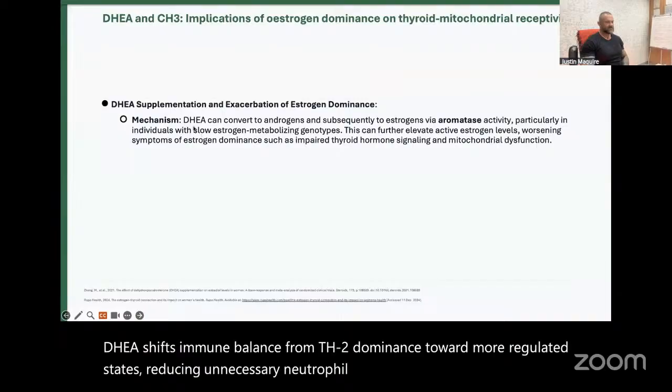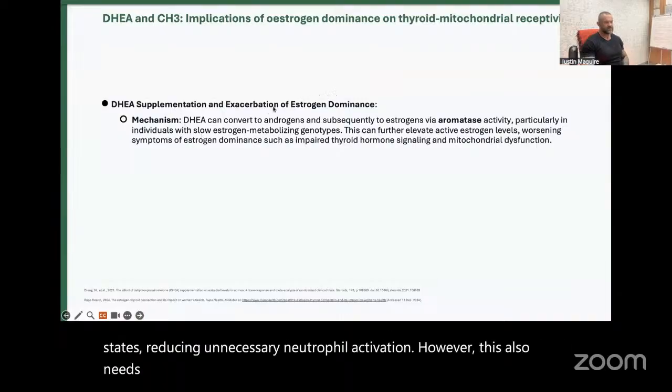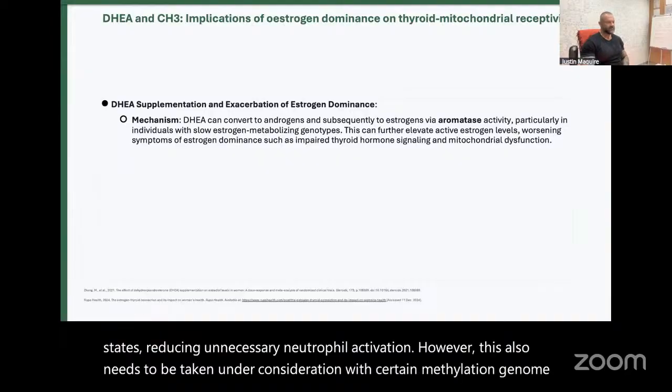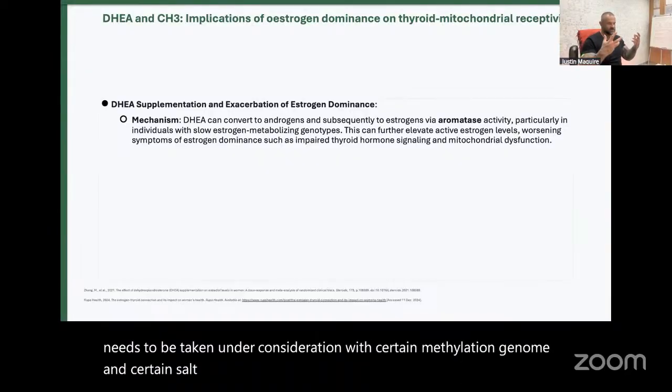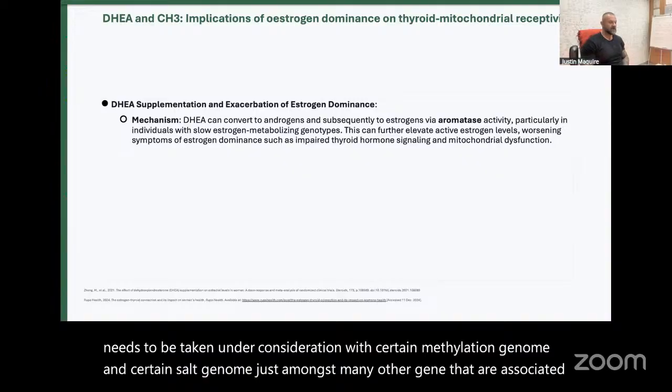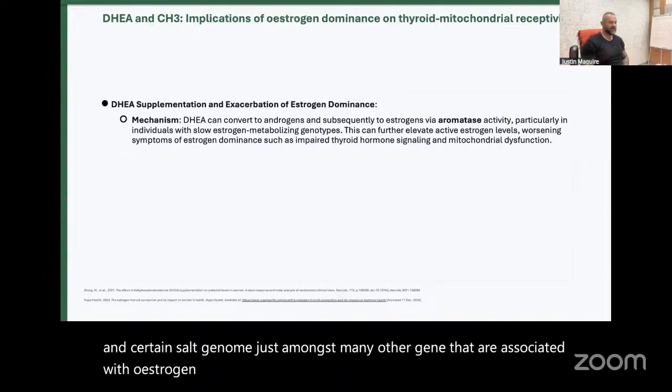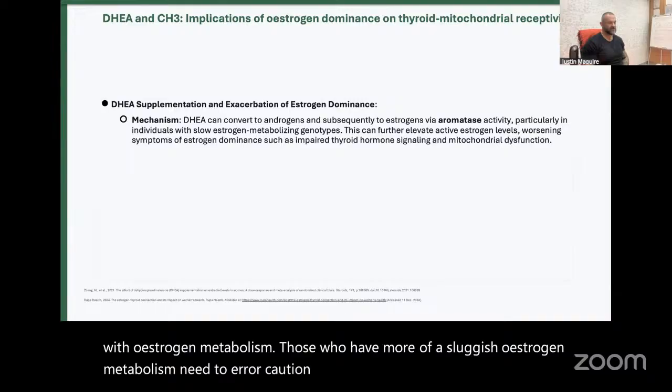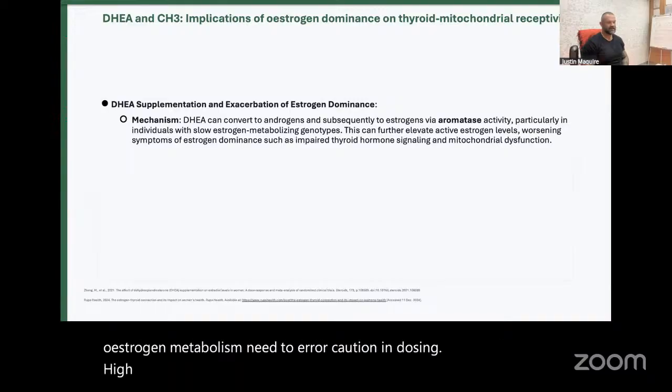This also needs to be taken under consideration with certain methylation genome and certain salt genome, just amongst many other genes that are associated with estrogen metabolism. Those who have more of a sluggish estrogen metabolism need to err on the side of caution in dosing or high dosages of DHEA if they are exhibiting a Th2 immunological dominant state.